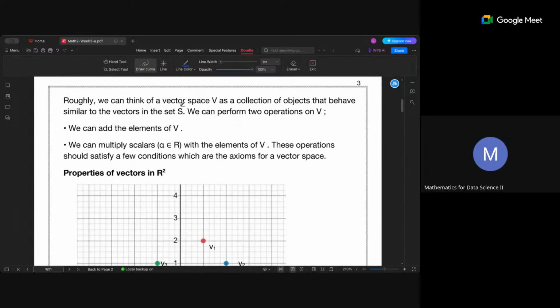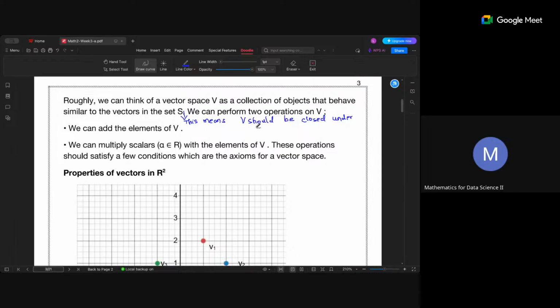Okay, so roughly we can think of a vector space as a collection of objects that behave similar to the vectors in the set S. What does it mean? It means that we can perform two operations on V. What are they? We can add the elements, and we can multiply scalars with the elements. So think of a vector space as a collection of objects that behave similar to the vectors in the set. This means V should be closed under two things.